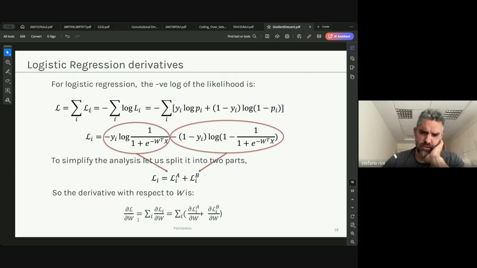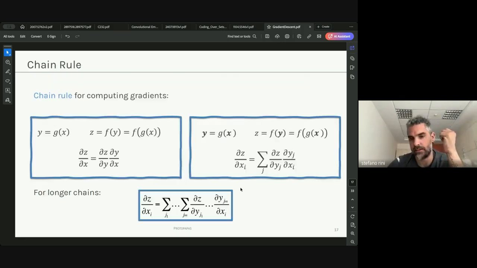The derivative is additive, so the derivative of the sum is the sum of the derivatives. So the derivative of the loss with respect to the weights is the sum of the derivative of each of the entries in the data set with respect to the weights, and then we sum. Here you see that we have these two components of the loss. Let's call them Li of A and Li of B. No problem. We can break it again into the sum of the derivatives because the derivative is linear. So it's a linear operator.